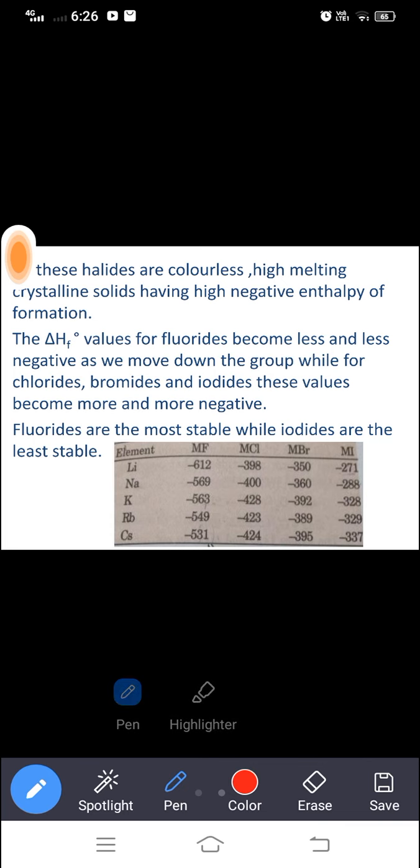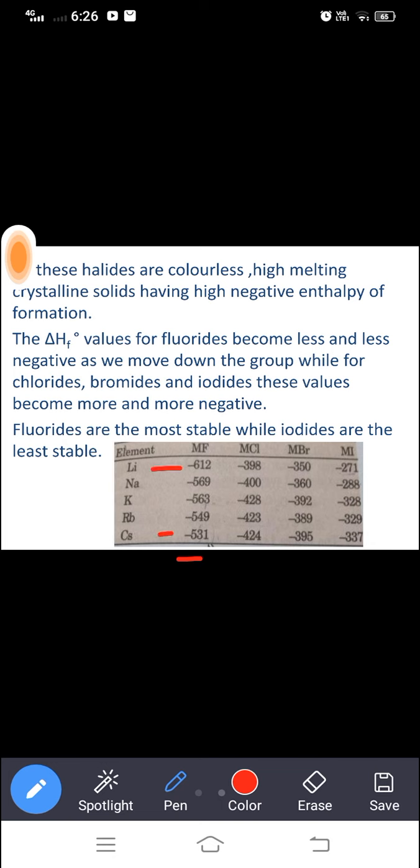Here, in the first group, we have lithium fluoride, sodium fluoride, potassium fluoride, like that. If you see the enthalpy of formation value, it becomes less negative. It starts from more negative and goes to less negative. You can see it starts from minus 612 and decreases up to minus 531. So what is that meaning? From more negative to less negative.